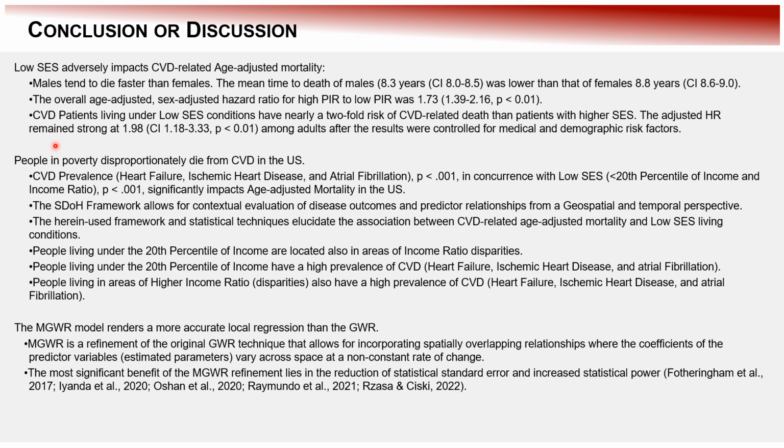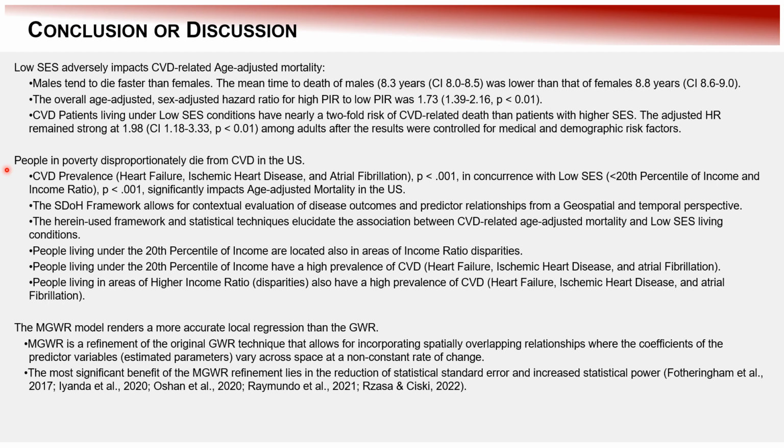Cardiovascular disease patients living under low socioeconomic conditions have nearly a twofold risk of cardiovascular disease related death than patients with higher socioeconomic status. This is shown by the adjusted hazard ratio, which remains strong at 1.98 among adults after controlling for medical and demographic risk factors.